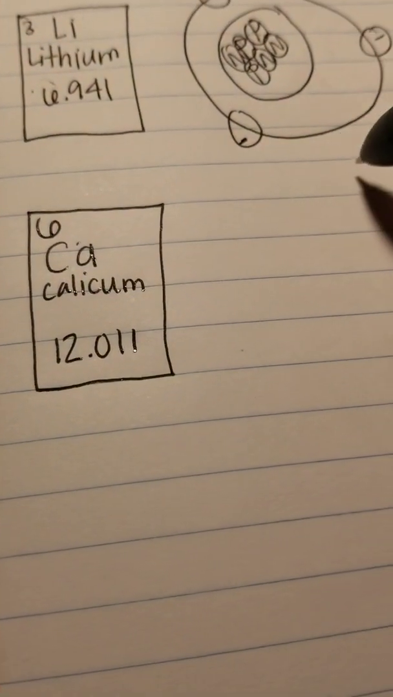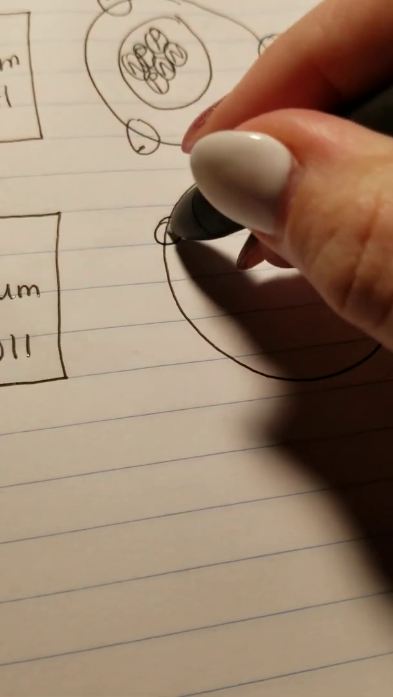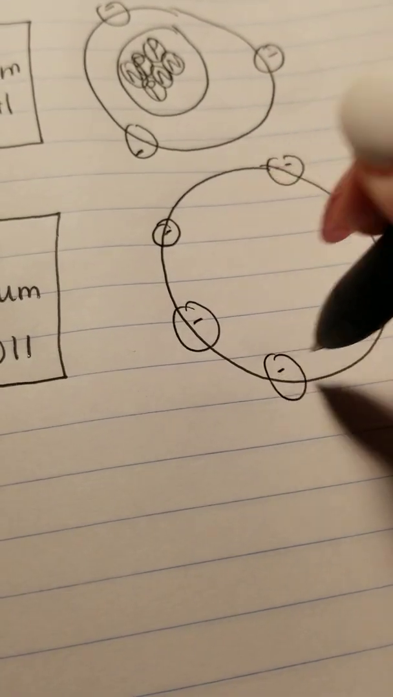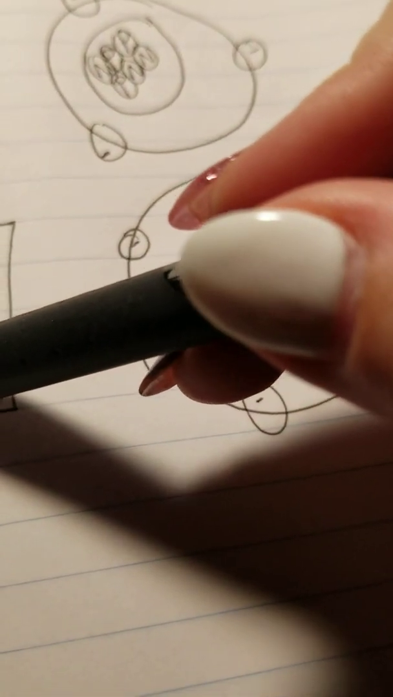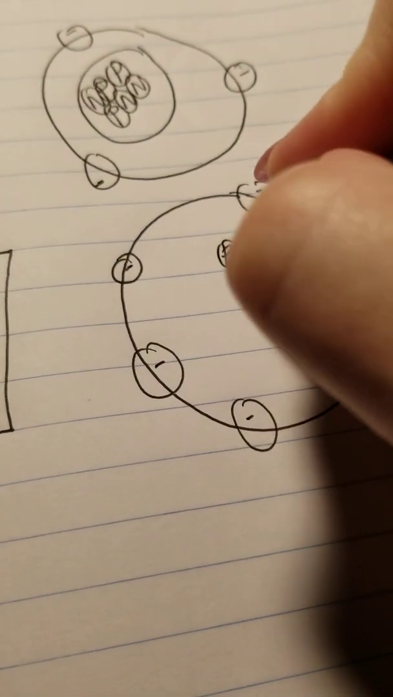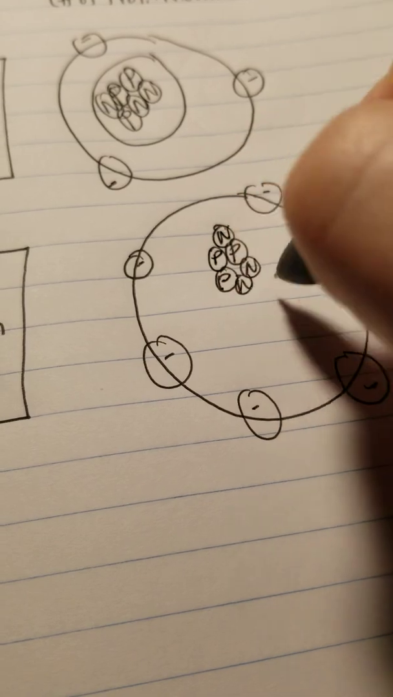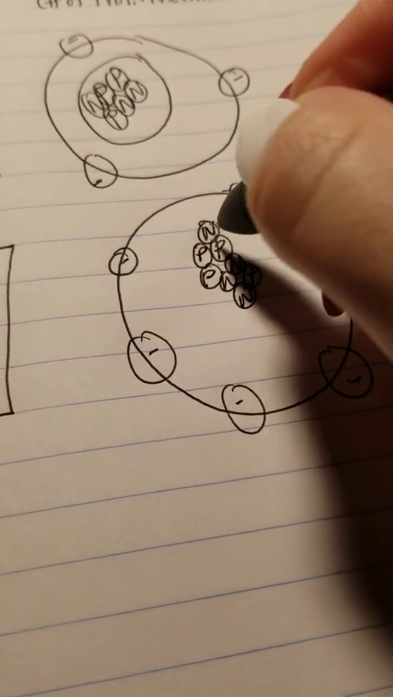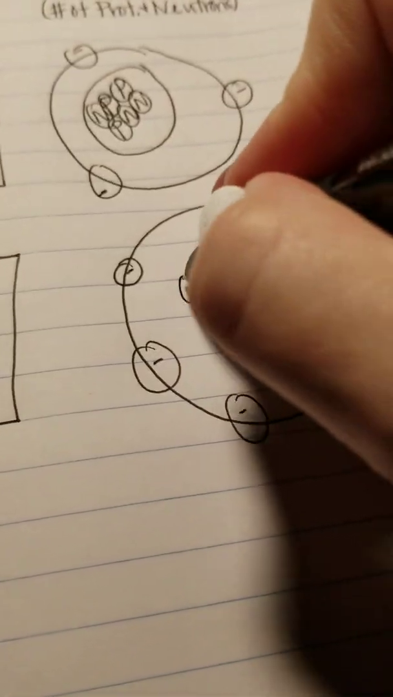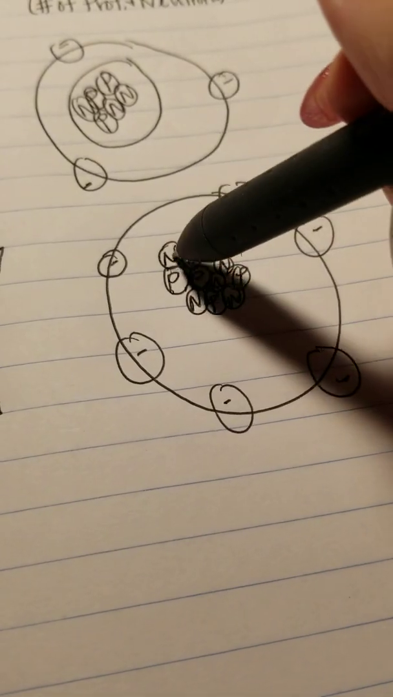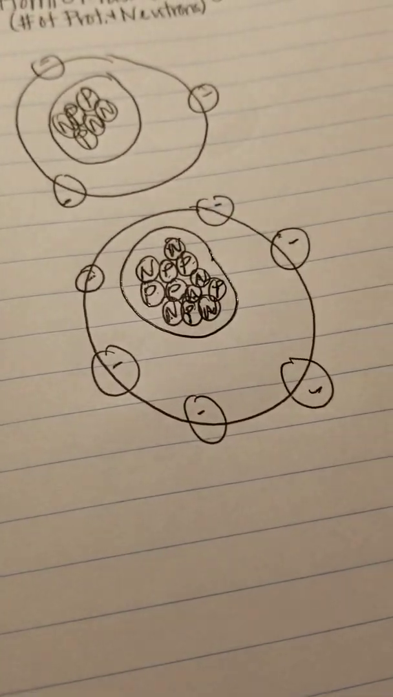All right, that's an A. All right, so I need to have 6 electrons. 1, 2, 3, 4, 5, 6. And I need to have 12 total divided by 2, so I need to have 6 of each. Counting the protons and neutrons. All right, that's it. There you go.